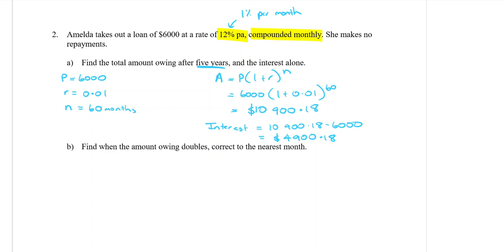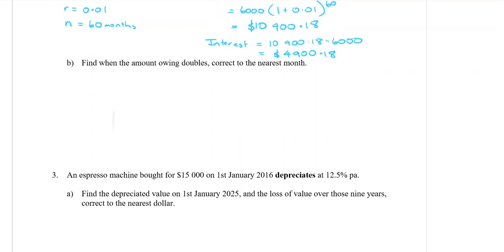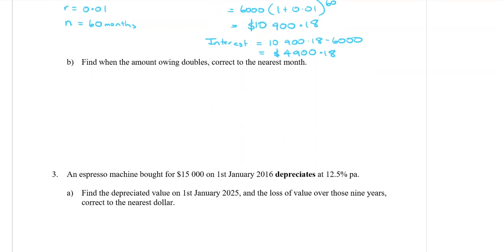Part B. Find when the amount owing doubles to the nearest month. Okay. The funny thing is to do this, I'll do it one way first and I'll show you something else. I don't actually need to know what P is to know when it's going to double, but I do know P, so I can do it. I know that my principal is starting at $6,000. I also know my interest rate is still 0.01, so 1 plus 0.01. And I'm trying to find the number of months, which is N, that it takes for it to double.